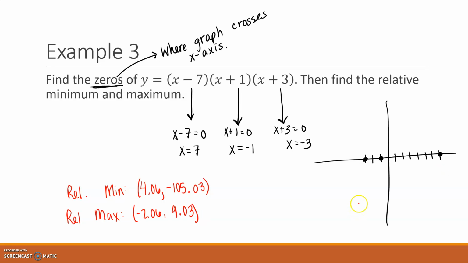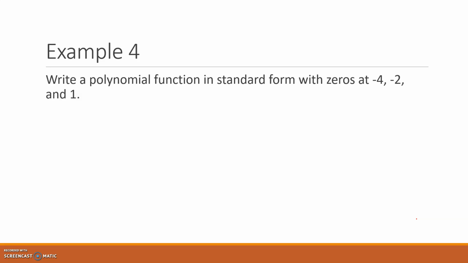So our graph ended up looking like this. That's a really, really rough sketch, but that's what was happening. And so we found this point up here, the maximum, the relative maximum, and we found this point down here, the relative minimum.